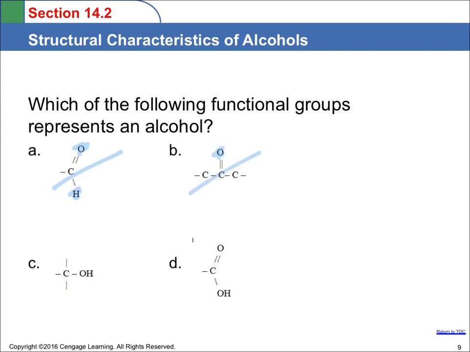C and D both have an OH group. The difference is the carbon that it's attached to. In this case, the carbon is attached to 3 other atoms, which means it's saturated, versus D, where the carbon is attached to only 2 other groups, which means it is not saturated. So C is our answer. It is an alcohol. D is not an alcohol.